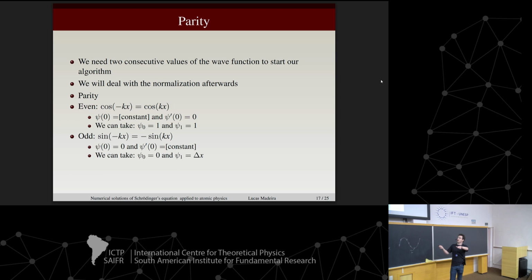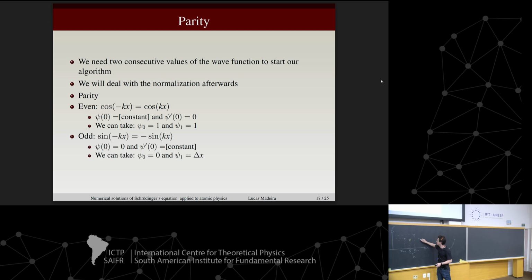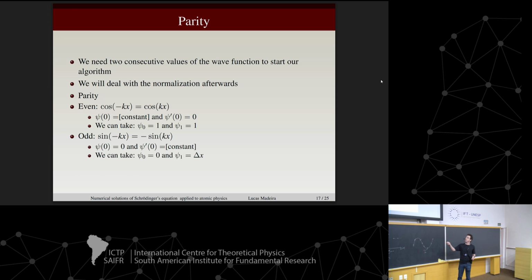I'm not setting this to 1 because, as I said, we have to take into account the normalization. But I just need some constant value with a zero derivative, right? Cosine is flat at the origin, okay? So it can be any constant, I'm going to take it as 1 at the origin, okay? And then, the next point, I'm also going to take it as 1, because if I take 2 consecutive points as being the same, if I use that expression for the numerical derivative here, I get a flat derivative, right? So these are the 2 points that I'm going to use to start my algorithm when I'm going to deal with even solutions, okay? Is everyone following? Okay.